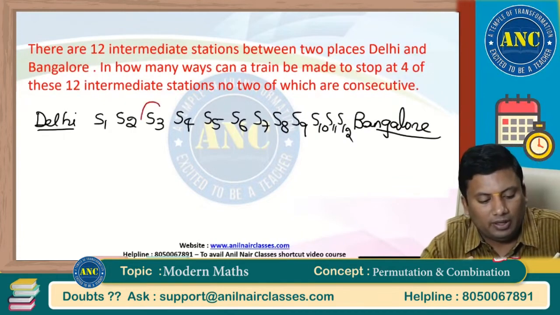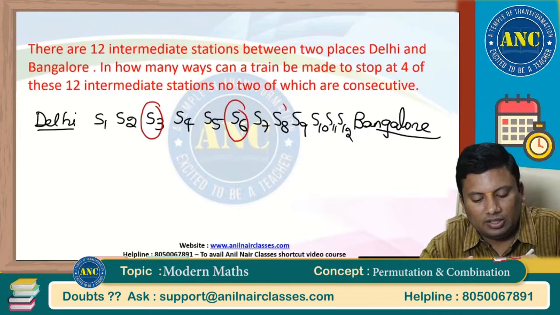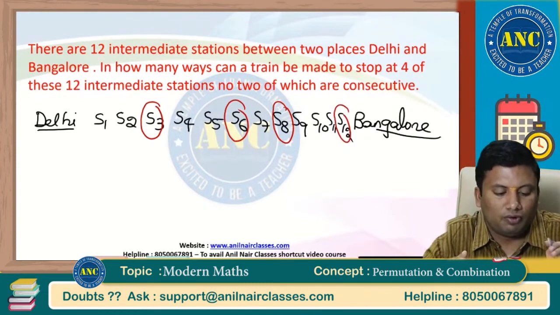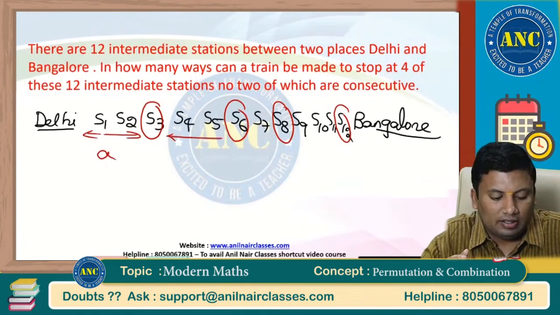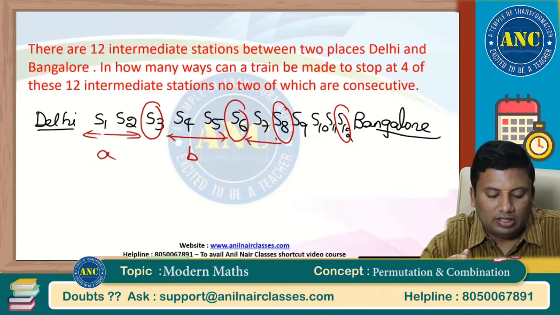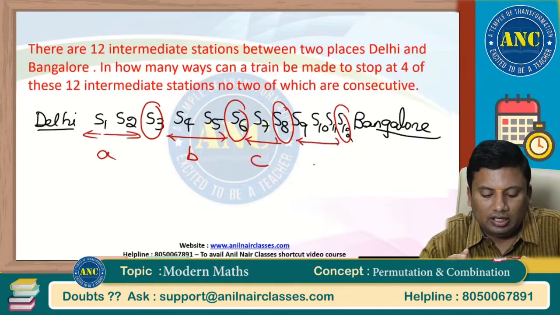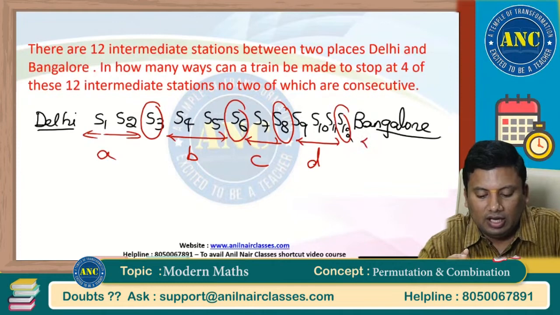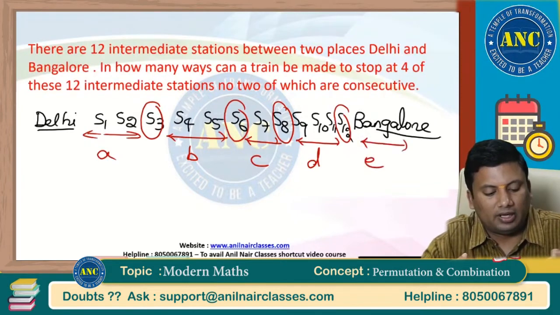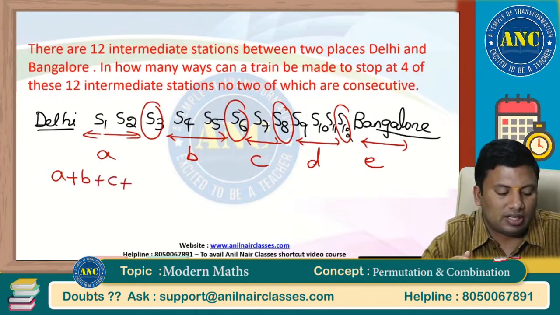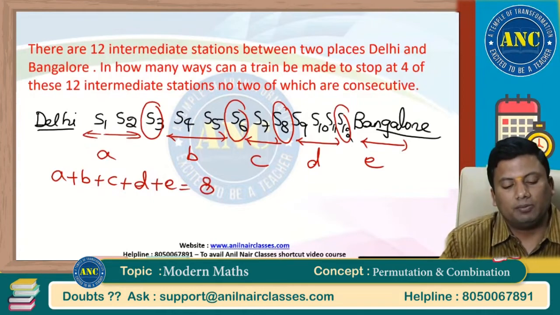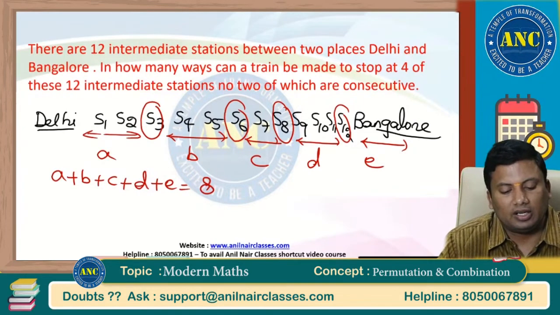Any 4. Let me pick this, this, this. So 4 stations are there. Here, this is A, this is B, this is C, this is D, and after S12 it is E. So out of 12 intermediate stations, 4 stations I picked up. Remaining it is nothing but 8. A plus B plus C plus D plus E equivalent to 8.